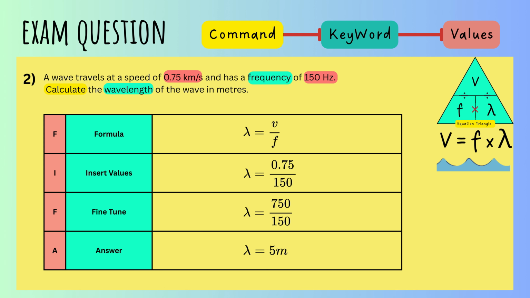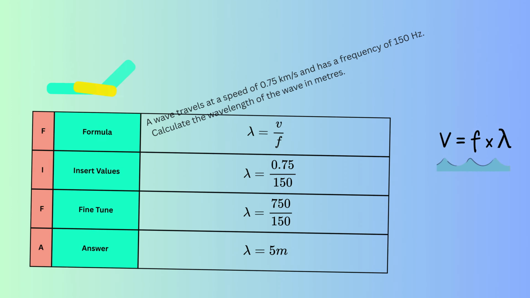Then in insert values, we can put in 0.75 over 150. But as we go down to fine tune, we're then going to need to convert those units into meters per second. So we need to times it by 1000. Then we do the calculation. 750 divided by 150 equals 5 meters. You will have a wavelength of 5 meters.